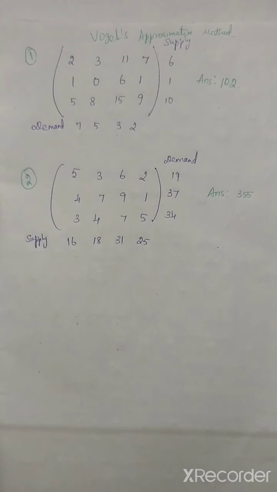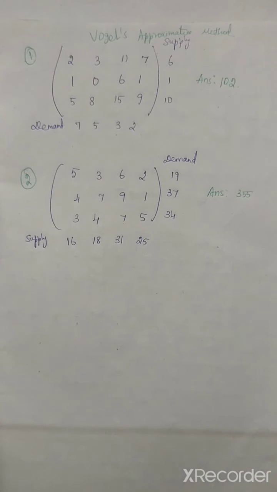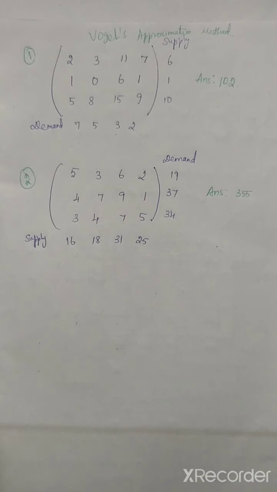I will give 2 homework sums. So students, kindly do these 2. Then only this method will be clear. In case you have any doubt, ask me. In the next class we have to move with the next type, that is unbalanced transportation problem. I hope you are all clear with balanced transportation problem for these 5 methods. Thank you.